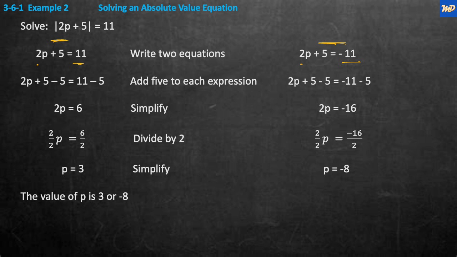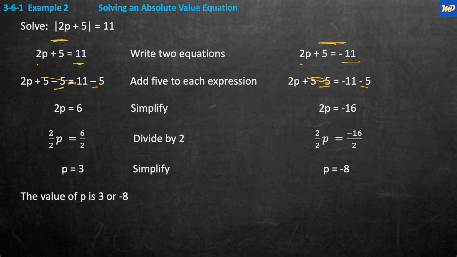Now we solve each one as we normally would. In our case, we have plus 5 with the 2p, so to get the 2p by itself we're going to subtract 5 from both sides. Over here, you're going to do the same thing, subtracting 5 from both sides on the right-hand side. Once you do that, these 5s are going to cancel and these 5s are going to cancel.